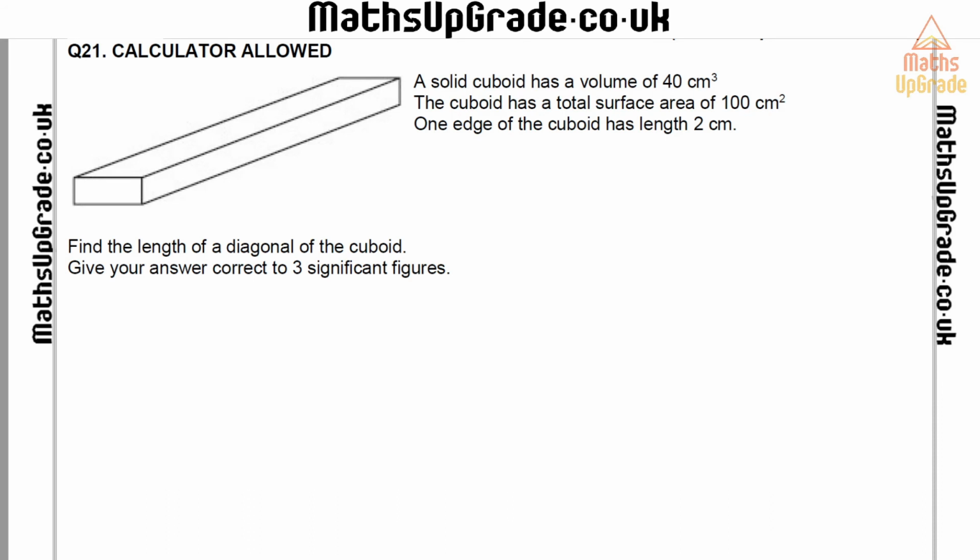Question 21 is a 6 marker. A solid cuboid has got a volume of 40. It's got a total surface area of 100. And one edge of the cuboid has got a length of 2 centimeters. Find the length of a diagonal of the cuboid. Give your answer correct to 3 significant figures.